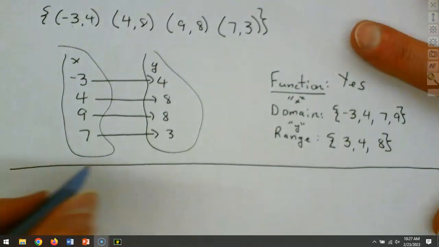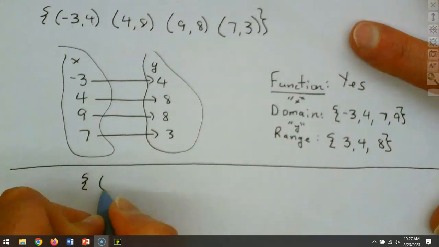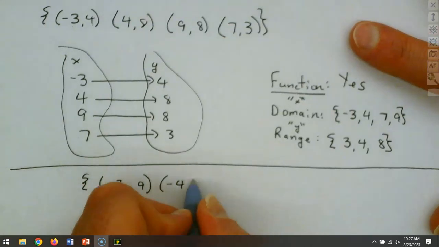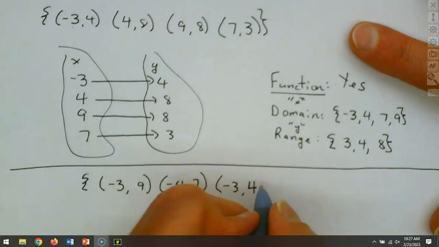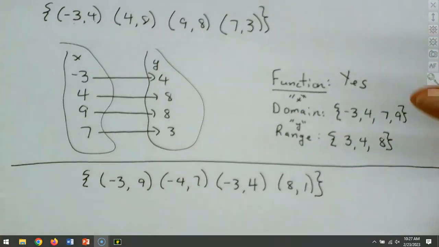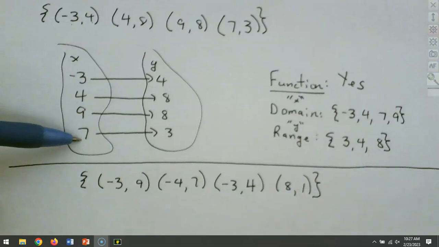Let's do another one just to make sure we know the difference between a function and something that is not a function. So how about -3, 9, -4, 7, -3, 4, and 8, 1. Now the last one was a function. And what made it a function? All the values of x were different. Okay, because that's your definition of a function.